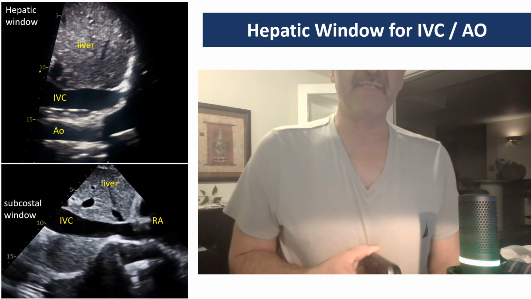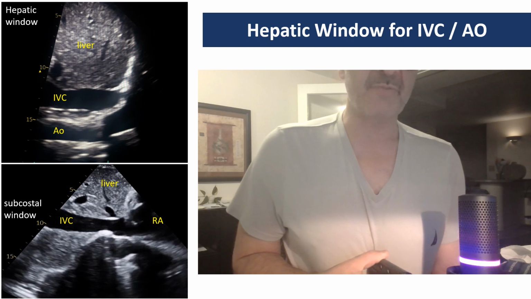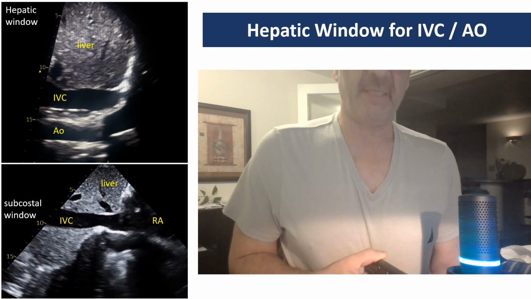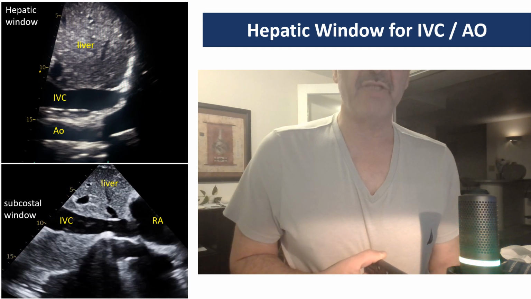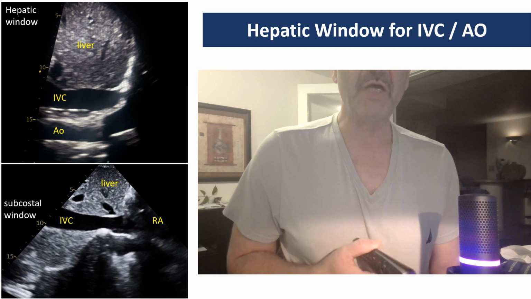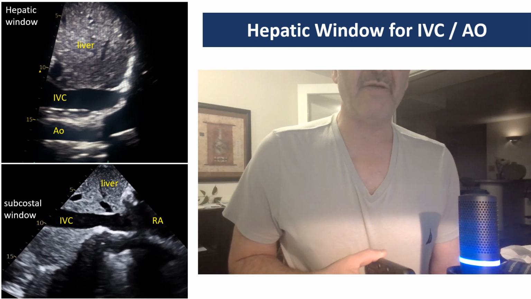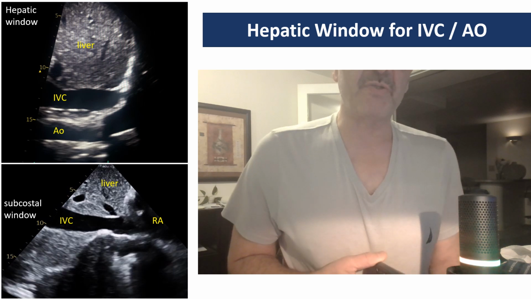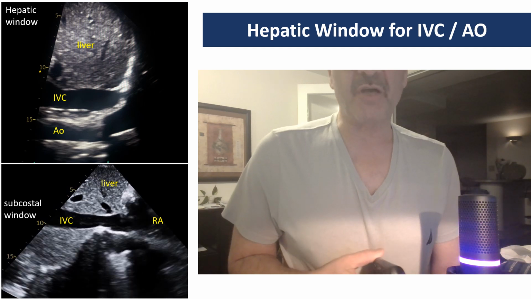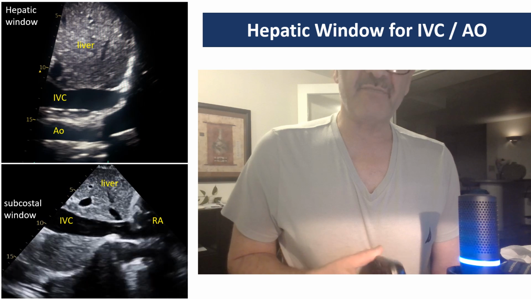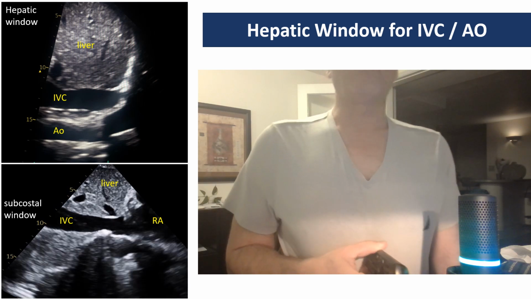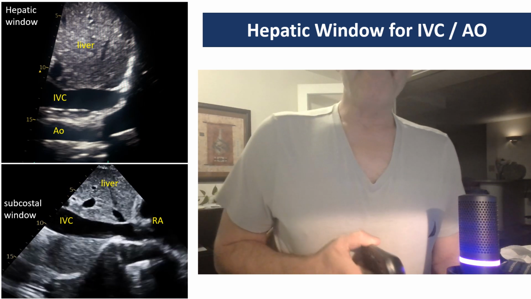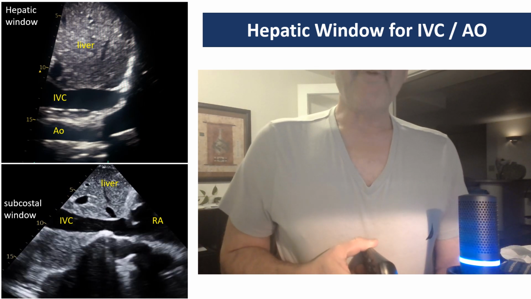Most of the time this technique, subcostal or subxiphoid, works very well, but as we know in many patients, especially hospital inpatients like the ICU, CCU, they are very challenging. They are on the ventilator, gassy, or they have gastrostomy or surgery, scar tissue. In those cases, we don't have a subcostal window. What option do we have? For those cases, we can use the hepatic window.